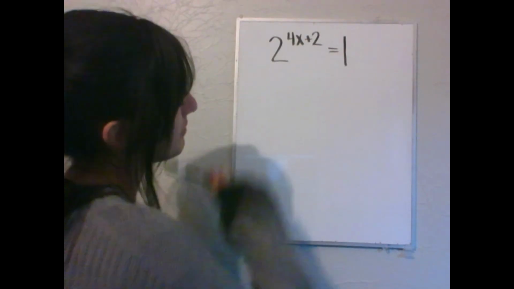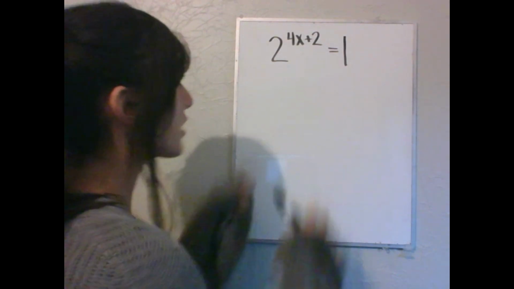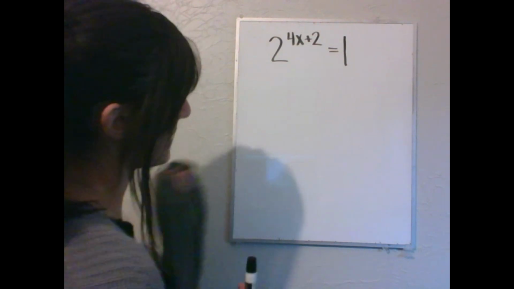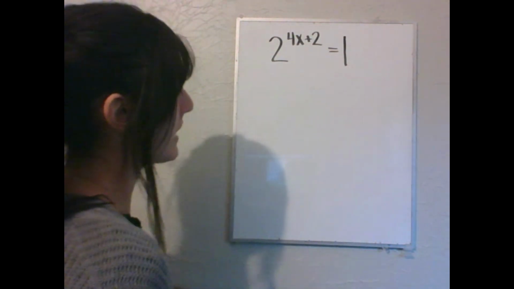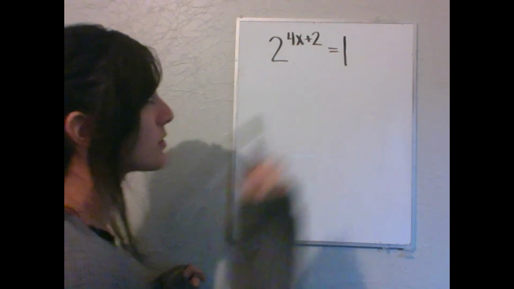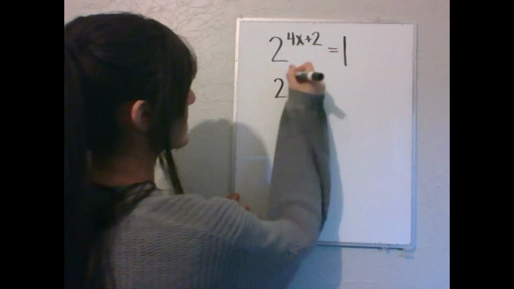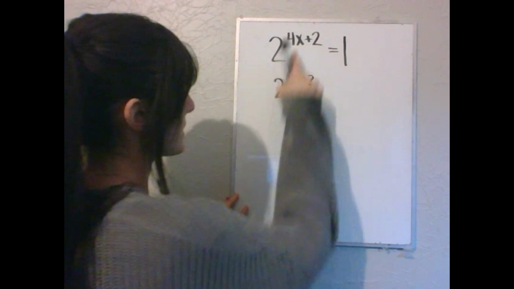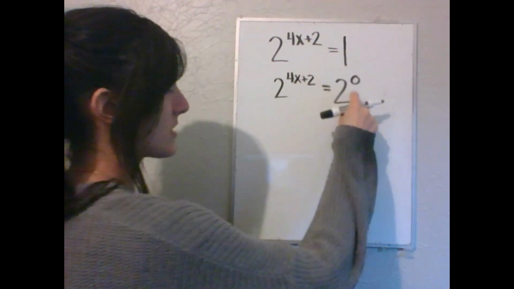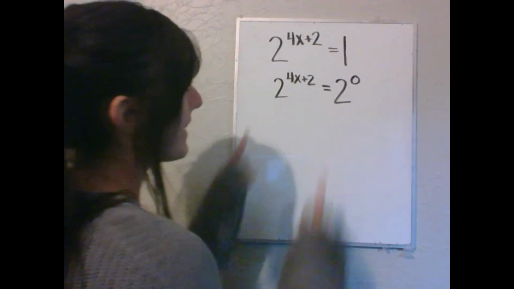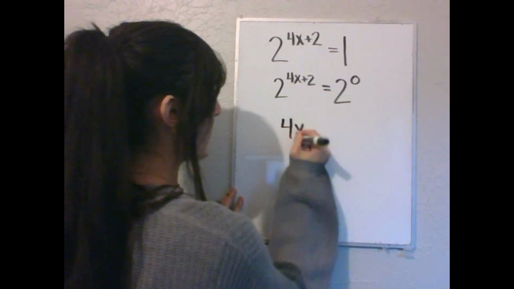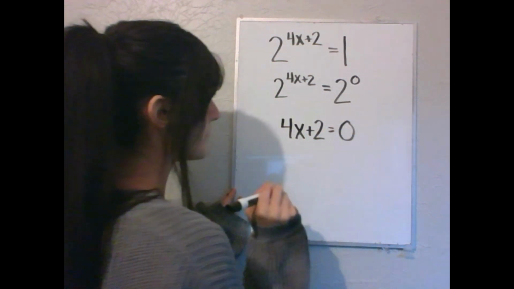In this example, we've got a fully simplified equation. However, our bases are not the same. So I have to think of what I can do to get these to be the same. And it's a little bit tricky until you remember that anything to the power of 0 is equal to 1. So I can rewrite this as 2 to the 4x plus 2, so this would stay the same, equals 2 to the 0 power, because these are the same thing. It means the same thing. And now I have the same base. So I can just drop those bases and set my exponents equal to each other.